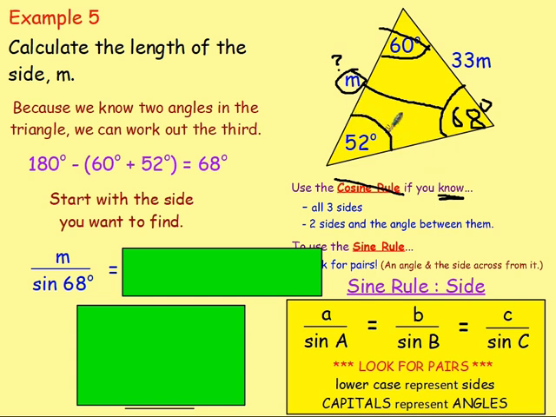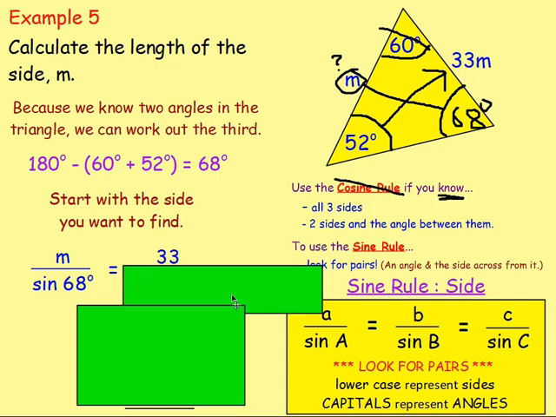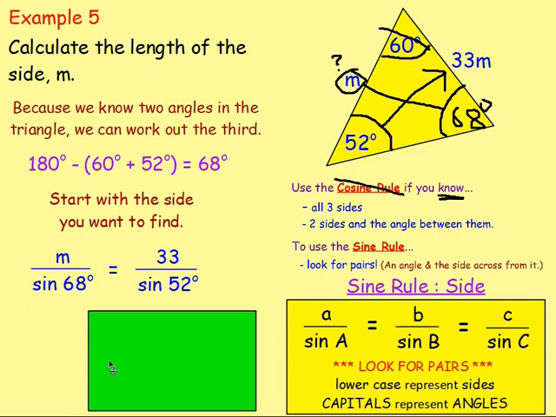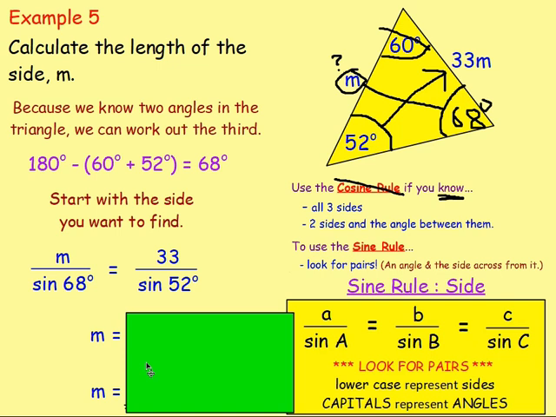But we've got the 52 here, and we've got the 33. That there will be a pair. We've got the angle, we know the side across from it, so we put that into the formula. It's the side we want to find, so the side is 33, and we're dividing that by sine of our angle, so it's going to be sine 52. We are wanting just to get m on its own, so how do we go about getting m on its own? Good, you'd multiply both sides by sine 68. So the left-hand side, if you times by sine 68, it gets rid of divide by sine 68.